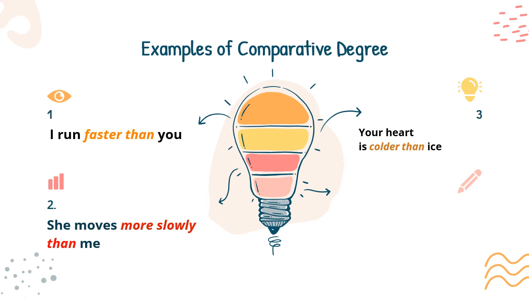Number 3, the sentence is, your heart is colder than ice. Colder than. The adjective consists of one syllable, that is cold. So when the adjective only consists of one syllable, we just add er: cold, colder. Your heart is colder than ice.